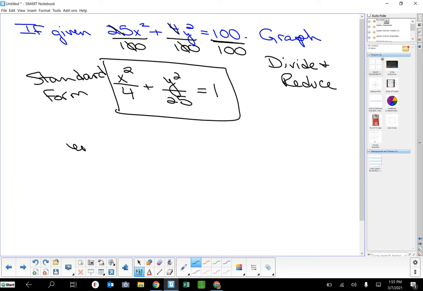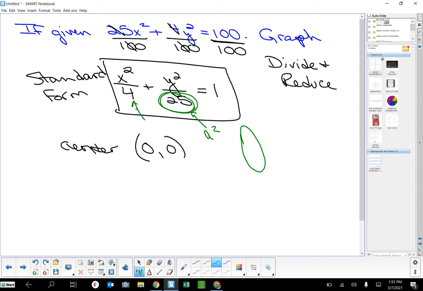And where's the center? If there's no sets of parentheses here, then the center is at 0, 0. Okay. My orientation of this thing, because this one's bigger, is also vertical. So this is my a squared, and this is my b squared. So my a squared equals 25, which means a equals 5. B squared equals 4, which means b equals 2.